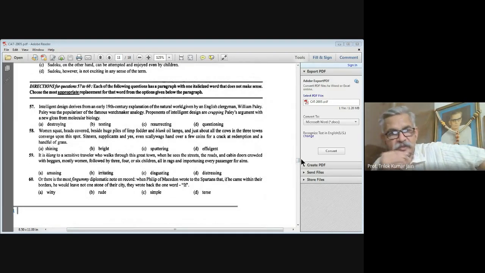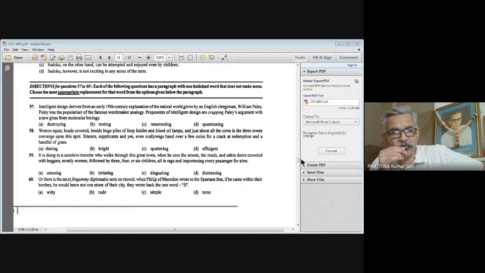Next section. Question number 57 to 60. Each of the following questions has a paragraph with one italicized word that does not make sense. Choose the most appropriate replacement of that word from the options given below. Okay, let's see 57.